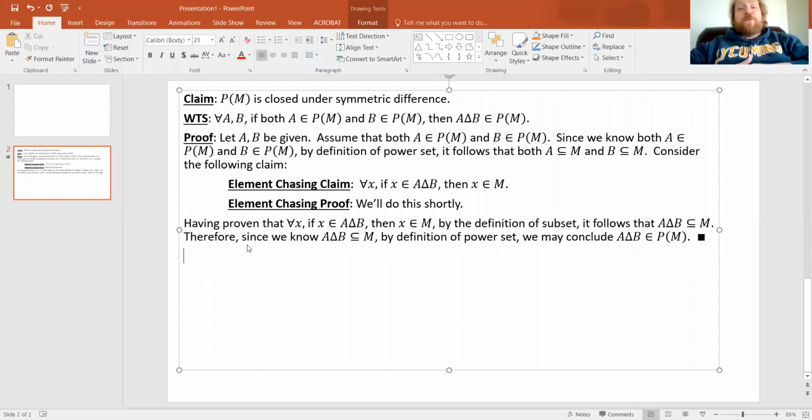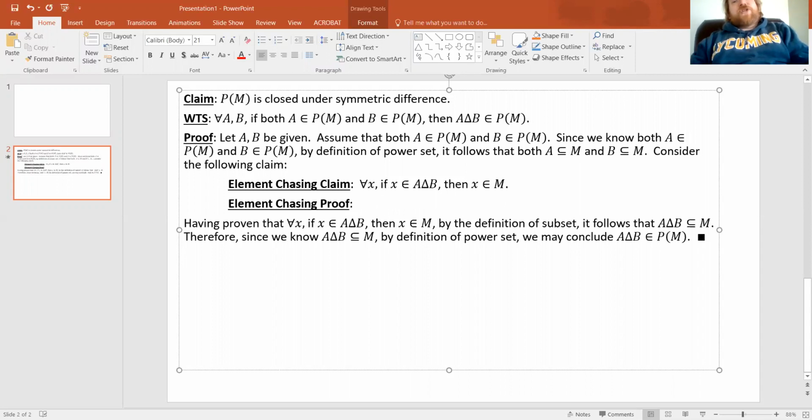Hello, abstract algebra students. We now finish the proof that P of M is closed under symmetric difference. So in the last video, we had set up the structure of the proof, but we just did not do the element chase and clean. So remember, we were trying to show that A symmetric difference B is a subset of M, which means we needed to show for every x, if x is a member of A symmetric difference B, then x is a member of M. And that's what we will do now.